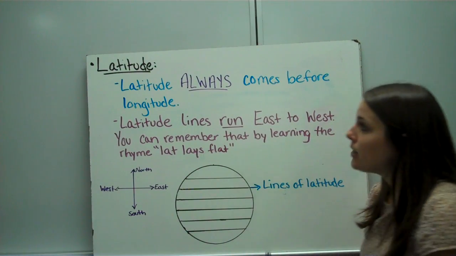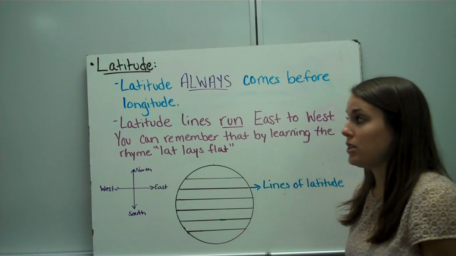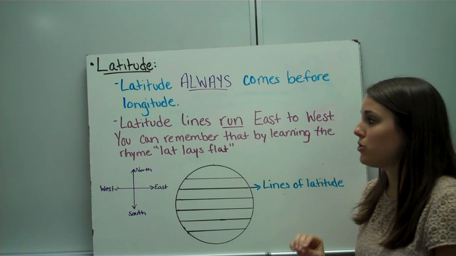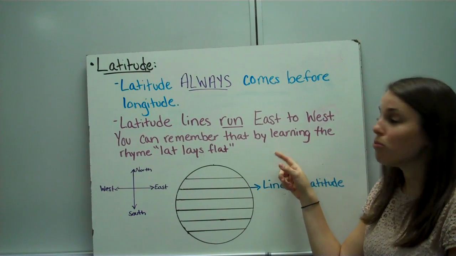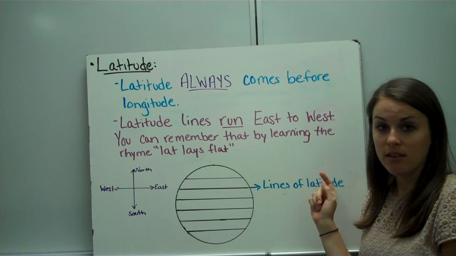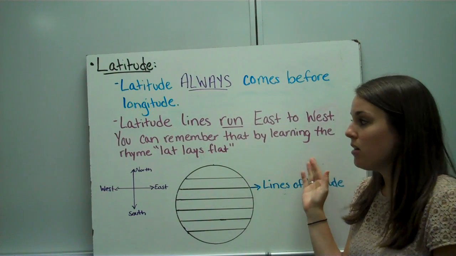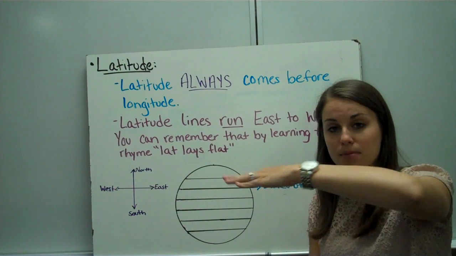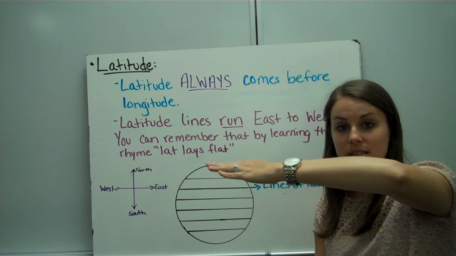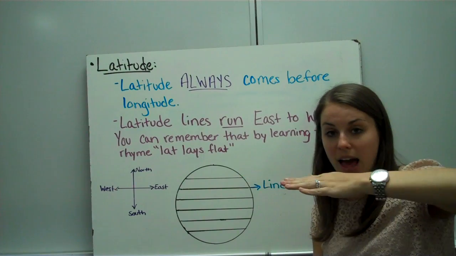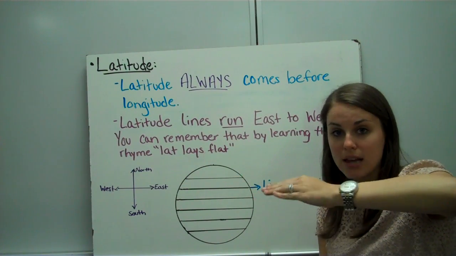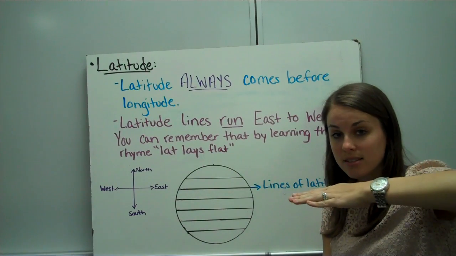Latitude always comes before longitude. We have to remember that. Latitude always comes before longitude. Latitude lines run east to west. You can remember that by saying the rhyme, lat lays flat. So in class, a lot of times I'm going to have you take your arm and say, lat lays flat. By doing this motion, we're trying to train our brain to remember that latitude lines run east to west.